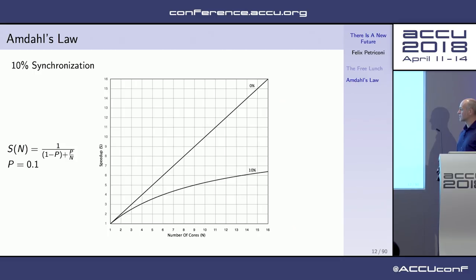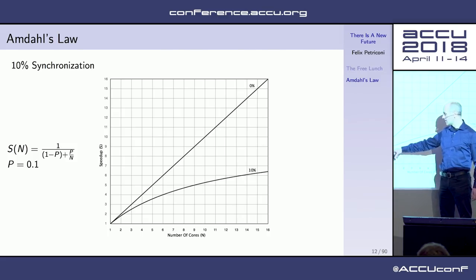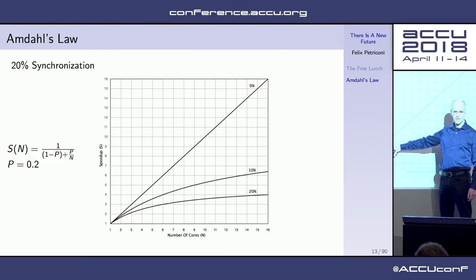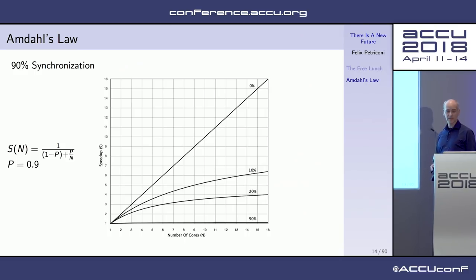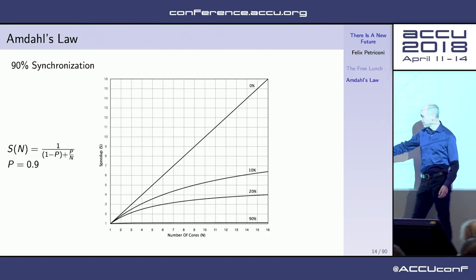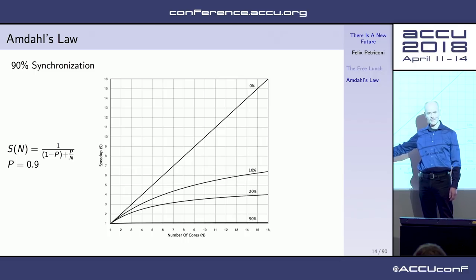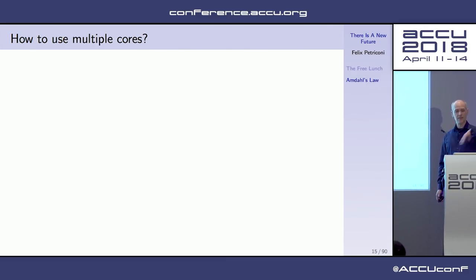But life is not ideal. When you already have 10% synchronization within your application, and not only within your application but within the whole system, then life already looks very different. For instance, if you have 4 cores, you just have 3 times the speedup, and with more synchronization, things go very bad very soon. So if you have 90% synchronization, it doesn't make sense to put it on multiple cores at all. It would probably be faster on a single core. Okay, so this is the backstory which you should have in mind for the complete session.